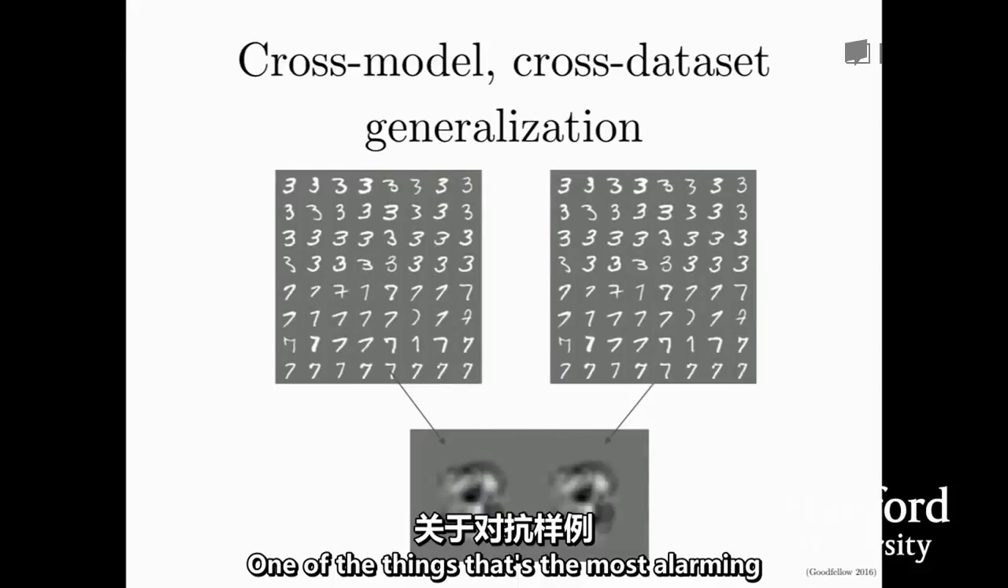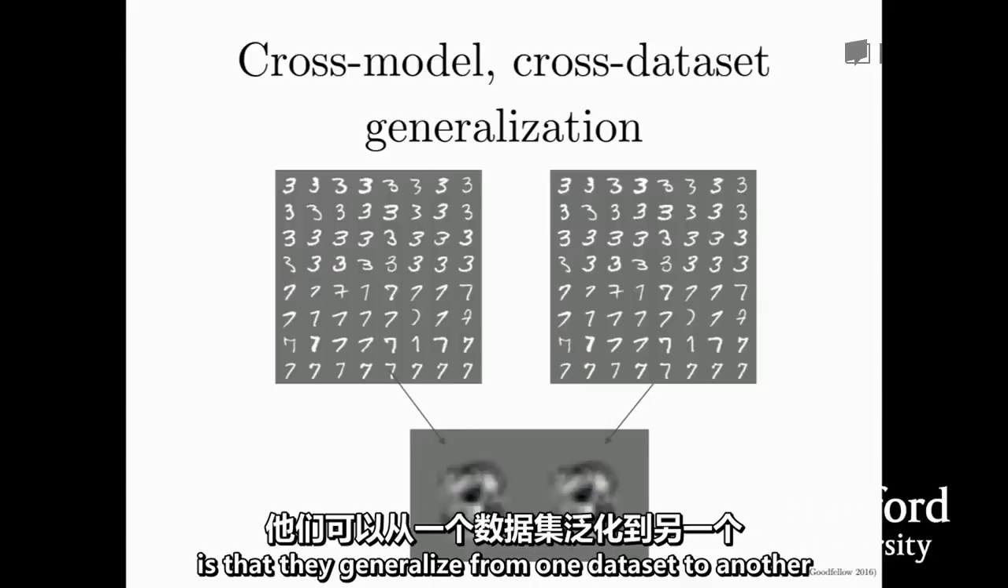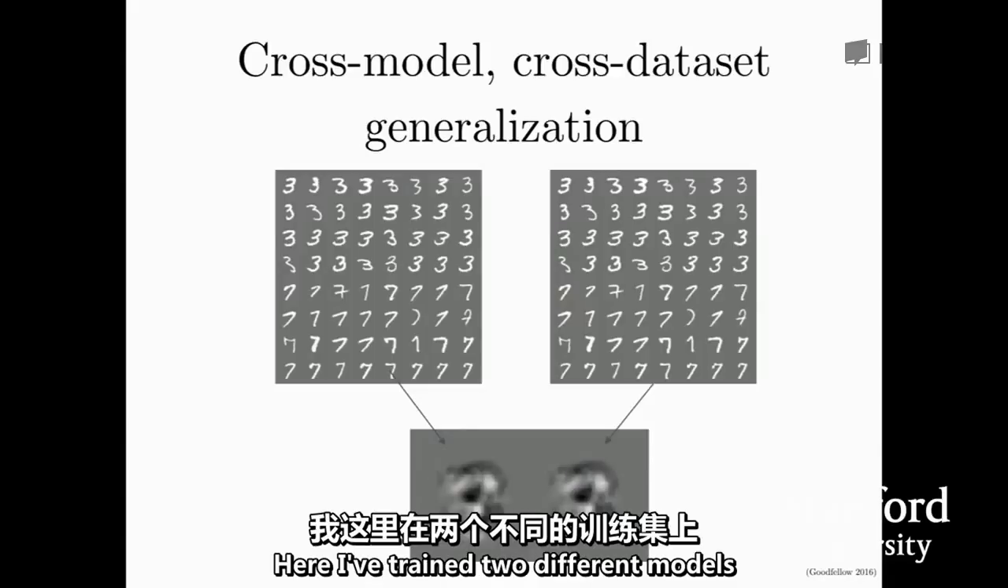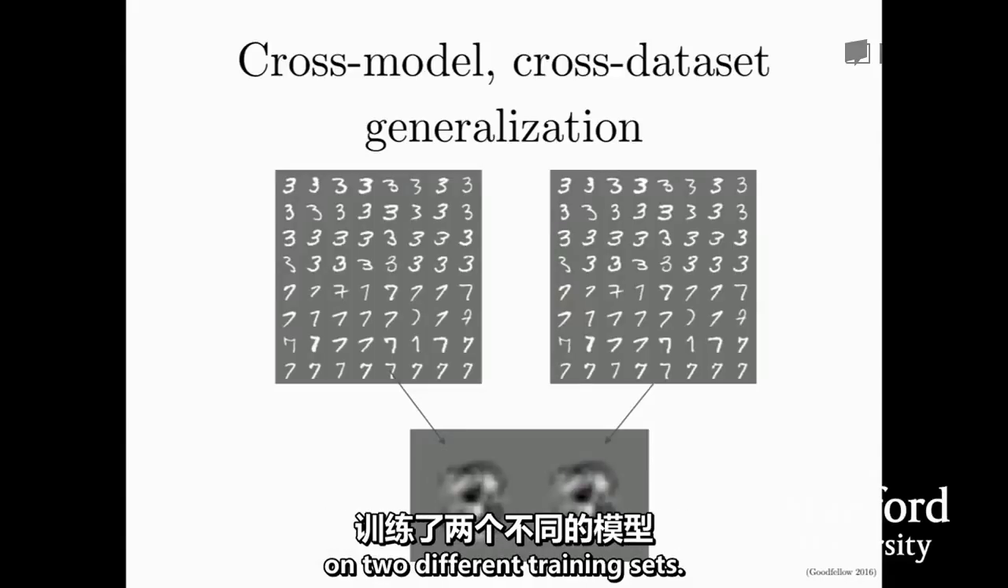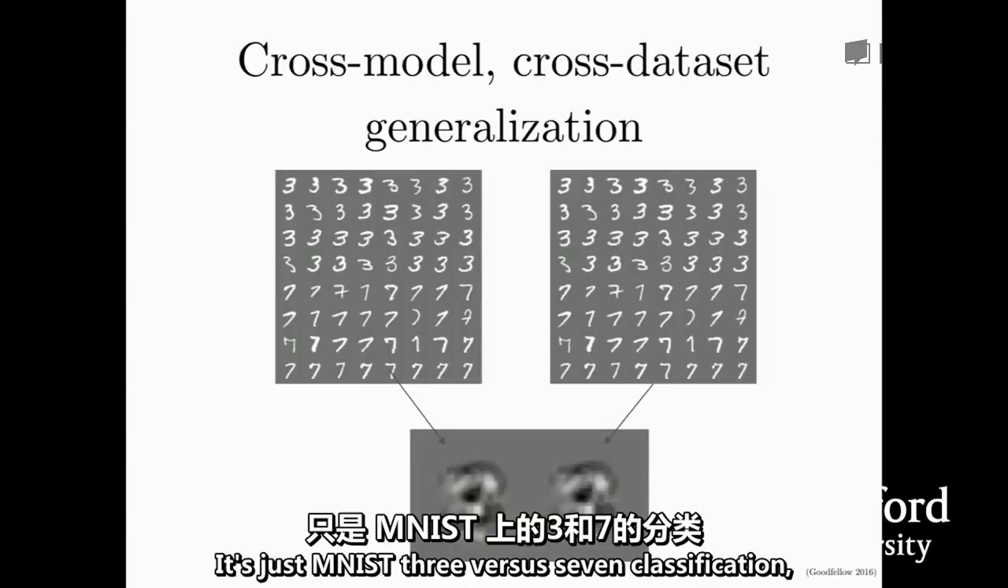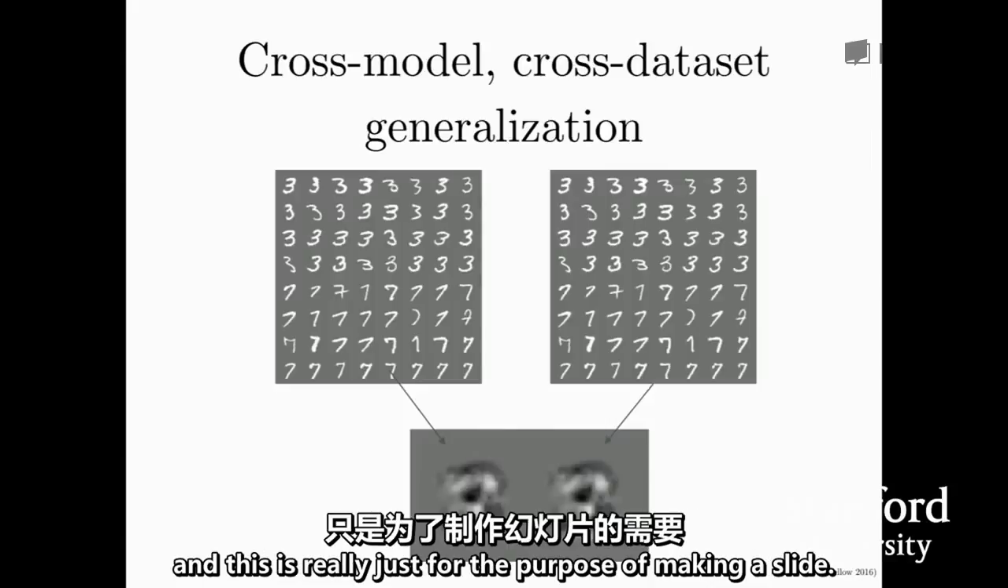One of the things that's the most alarming about adversarial examples is that they generalize from one data set to another, and one model to another. Here, I've trained 2 different models on 2 different training sets. The training sets are tiny in both cases. It's just MNIST 3 versus 7 classification, and this is really just for the purpose of making a slide.